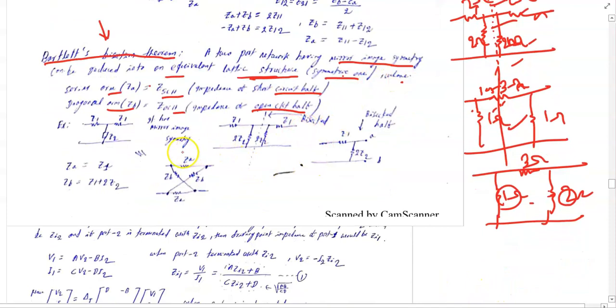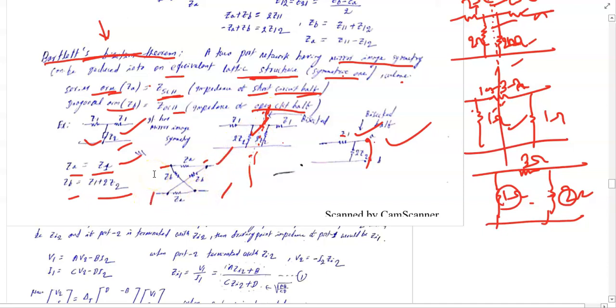So whenever a network has mirror image symmetry like this, then I will use Bartlett's bisection at the place where I am putting the mirror. Once I bisect, I will have this. Then the series arm is, when I short the AB, Z_SCH, impedance of the short circuit half. When I short circuit, my ZA, or you can say series arm, is equal to simply Z1, the impedance of the short circuit half, and ZB, that is the impedance of the diagonal arm, is equal to, when I open circuit the half, Z1 plus 2Z. Now I can write. So the network is the same network. I have just converted it into a symmetrical lattice network.